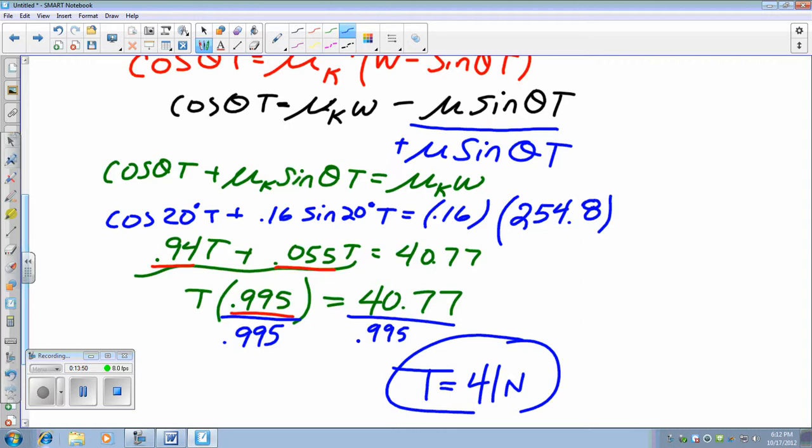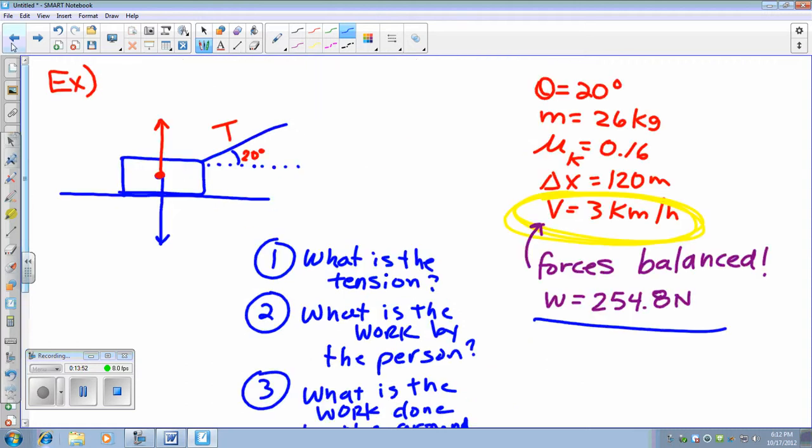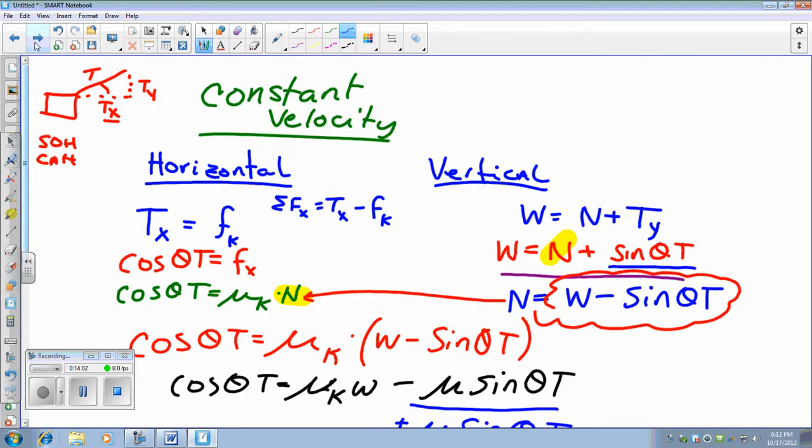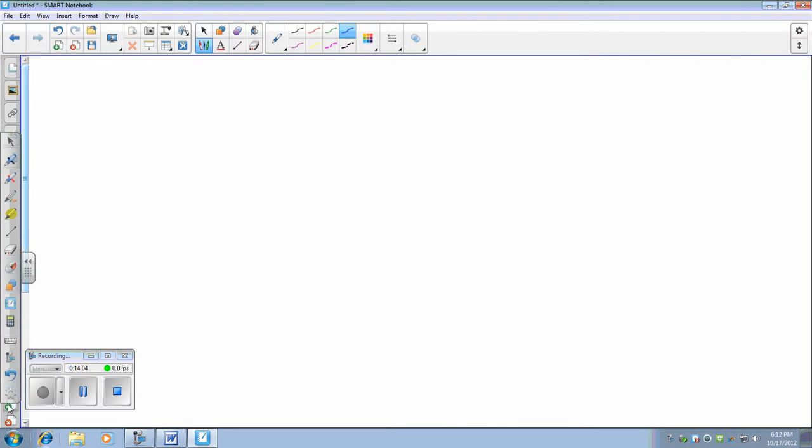So we've just solved for number one in our question. What is the tension? Now let's go through and look at number two. What is the work done by the person? Okay, new slide. Work done by the person, well, that's going to be work is equal to the force multiplied by the distance. Now, here's the tricky thing: we're thinking about the distance that's going to be in the x component. So we need to find force in the x component.